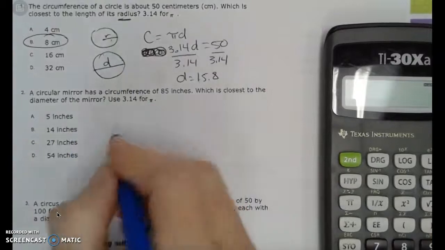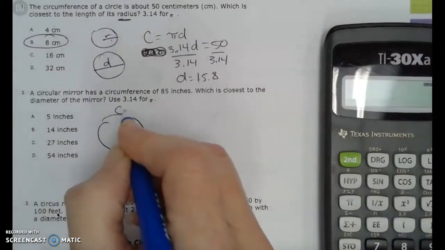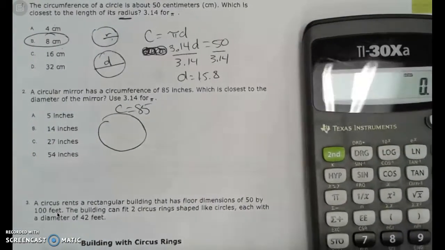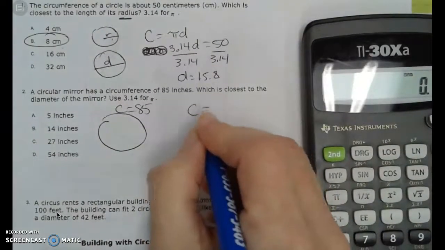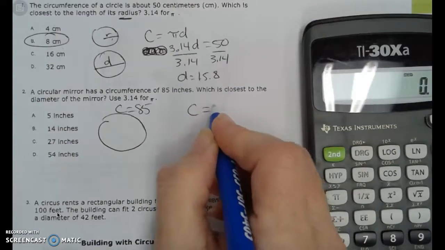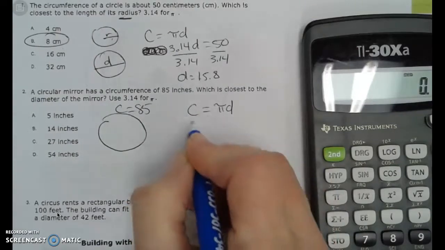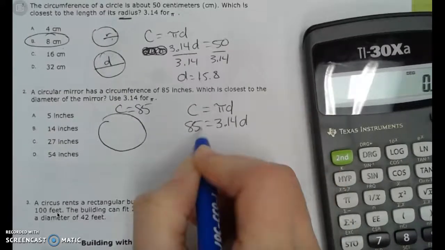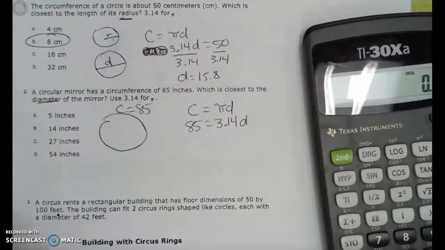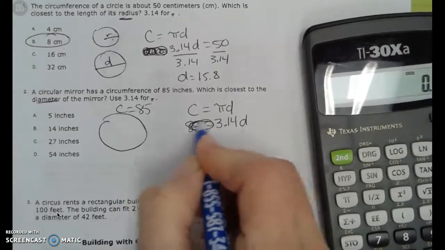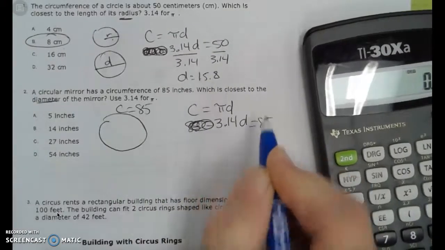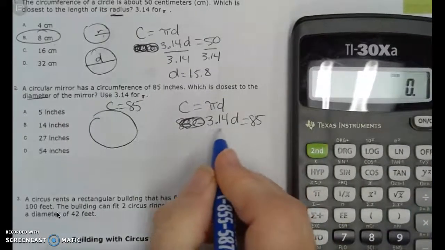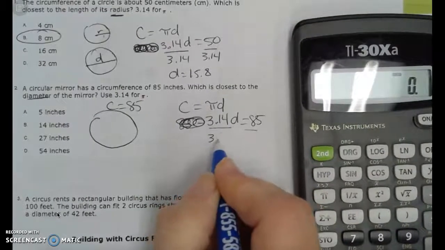It says a circular mirror has a circumference of 85. So again, we know the circumference, and we're having to work this backwards. I know the formula is circumference equals pi times d. So circumference is 85, 3.14 is pi, and then d. Now this time we don't have to divide by 2 because it's asking us for the diameter. Take this 85 over here, just because that's more like what we're used to. It is 3.14 times d, so we're going to divide by 3.14.